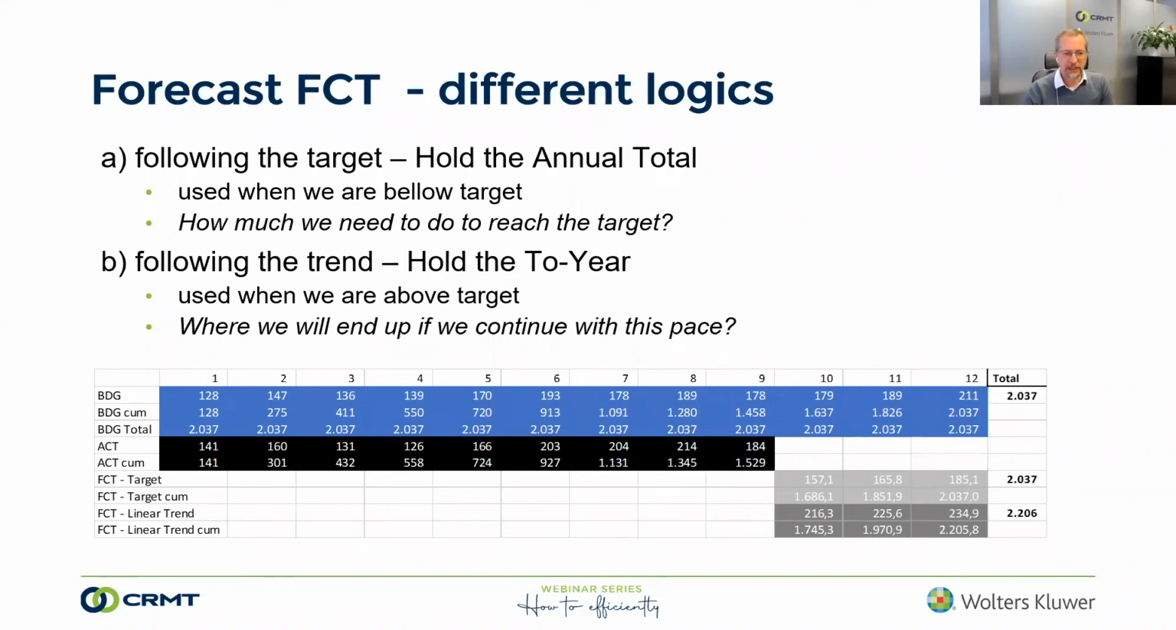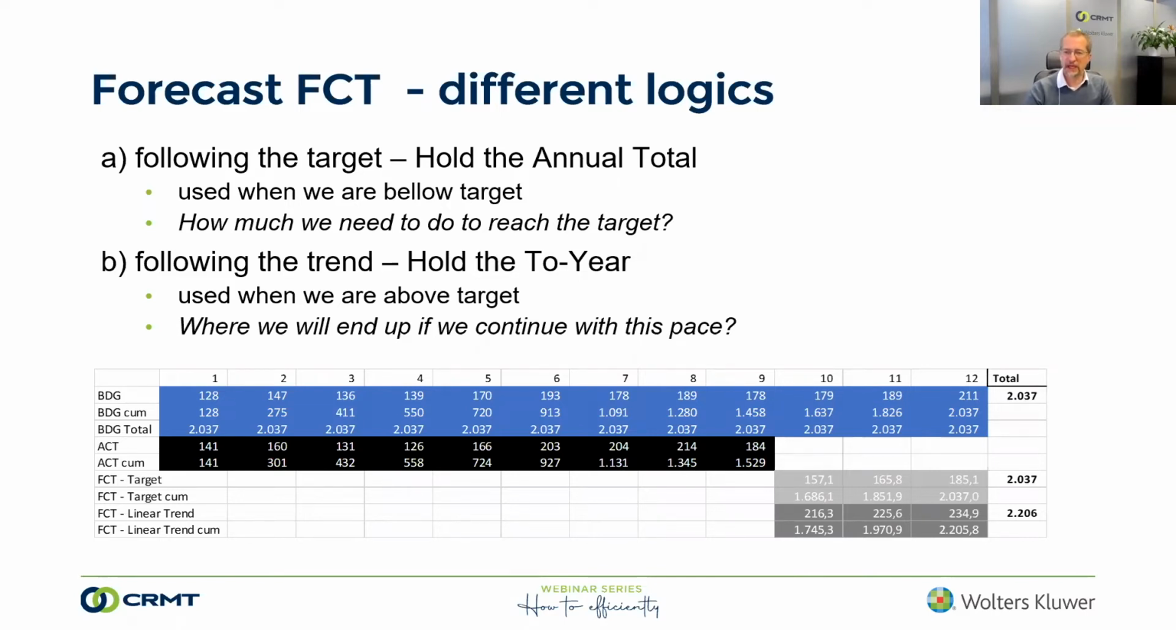So for example, here we have in blue our budget figures. The first row represents what is called the dynamicity of our budget. The second one is cumulative, because when tracking those numbers, it's much easier to use cumulative numbers. Then we have in black our actuals, month to month, and then the cumulative numbers. And then we have prepared both scenarios. The first one, target, is light gray, and the second one, trend, is dark gray.